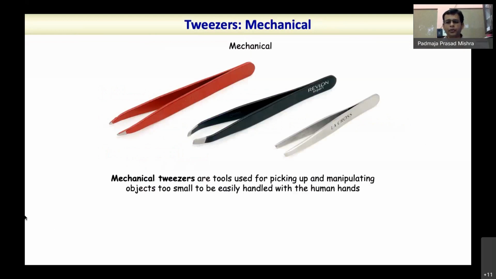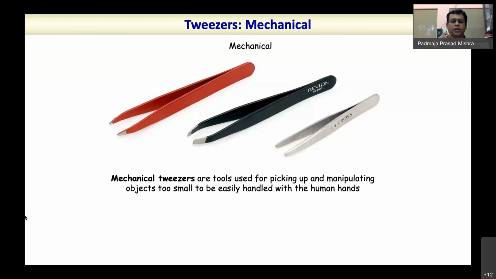When we think of tweezers, we are very familiar with mechanical tweezers. Mechanical tweezers are basically tools used to trap or hold small particles which are too small to be held by our naked hand. We can use these mechanical tools, which we popularly call forceps, and these are nothing but an example of a tweezer.